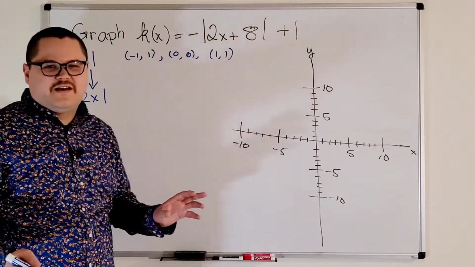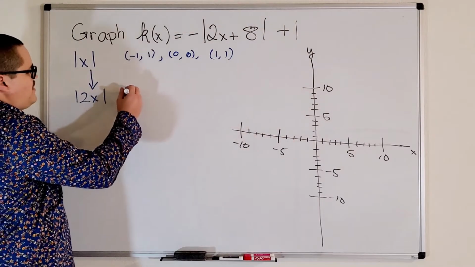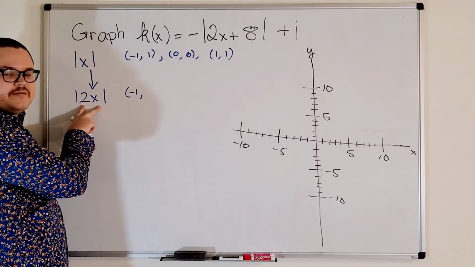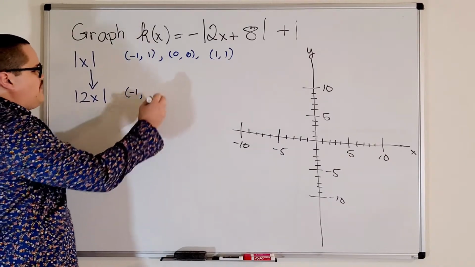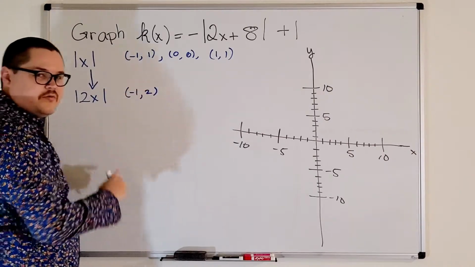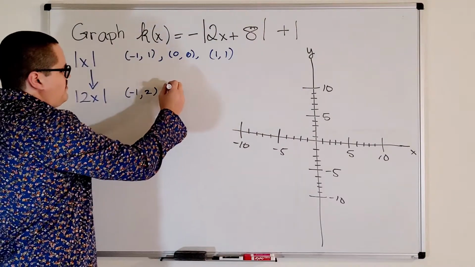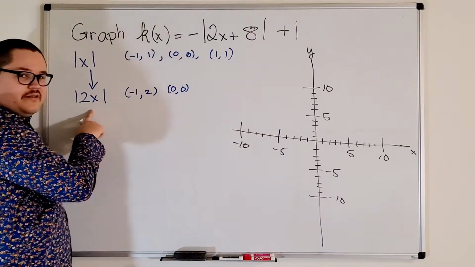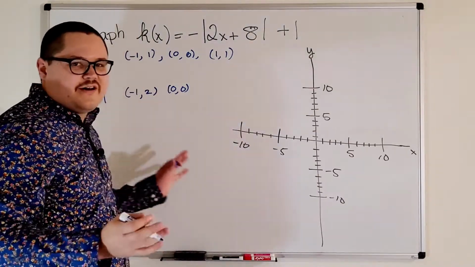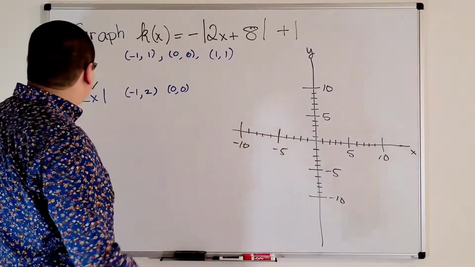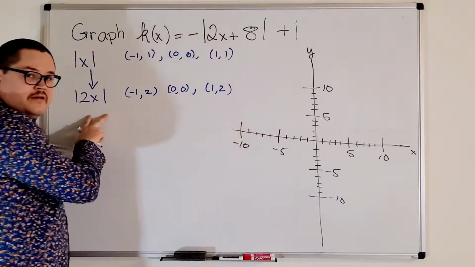And what points are going to be on this curve? Well, now if I plug in -1, I get the absolute value of 2 times -1. The absolute value of -2 is +2. So I know the point -1, +2 is on the graph. Similarly, 0, 0 is still on the graph, since the absolute value of 2 times 0 is 0. And 1, +2 is also on the graph.